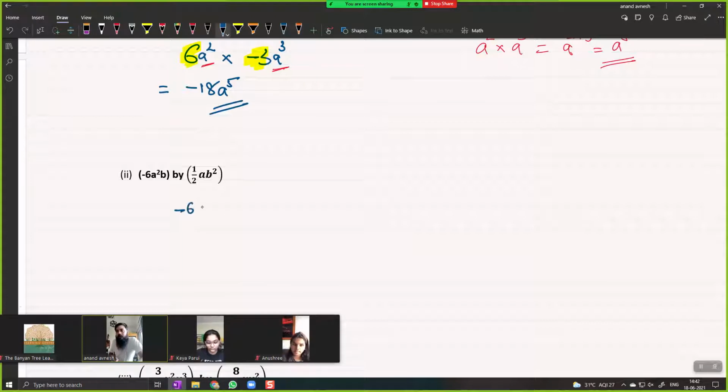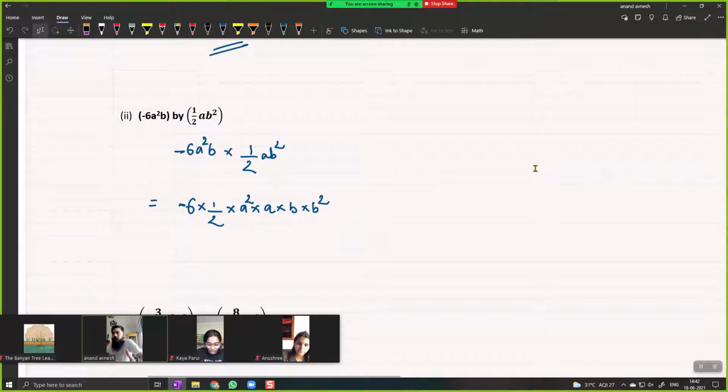Minus 6 a square b multiplied by 1 by 2 a b square. I'll just simplify this. I'll write minus 6 times 1 by 2, multiplied by a square times a multiplied by b square. What I did is I wrote the same variables together, the a together, b together. That way it will be easy to multiply them. It's not about the like terms over here, but it is about the like variable. The same variable should be multiplied together.